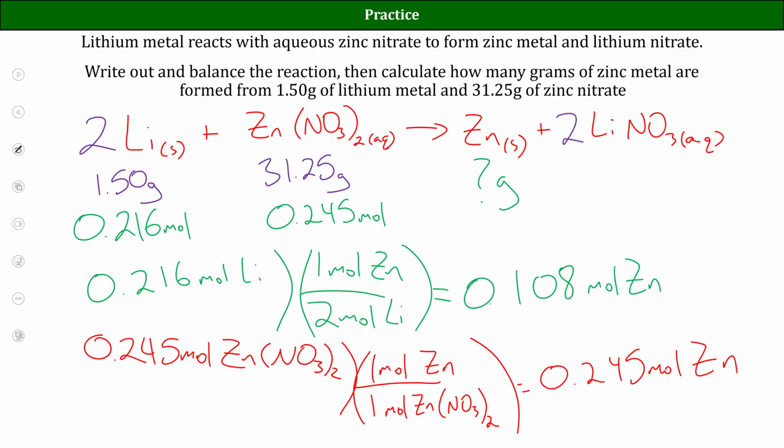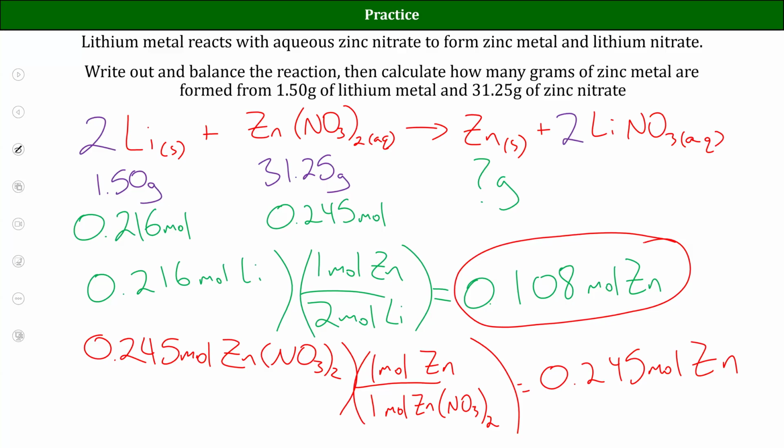So we have enough lithium to make 0.108 moles of zinc, and we have enough zinc nitrate to make 0.245 moles of zinc. So which one is the real answer? Right, the smaller number, the smaller theoretical yield. If you use this approach, whichever one makes less product is the one that's going to be your limiting reactant.